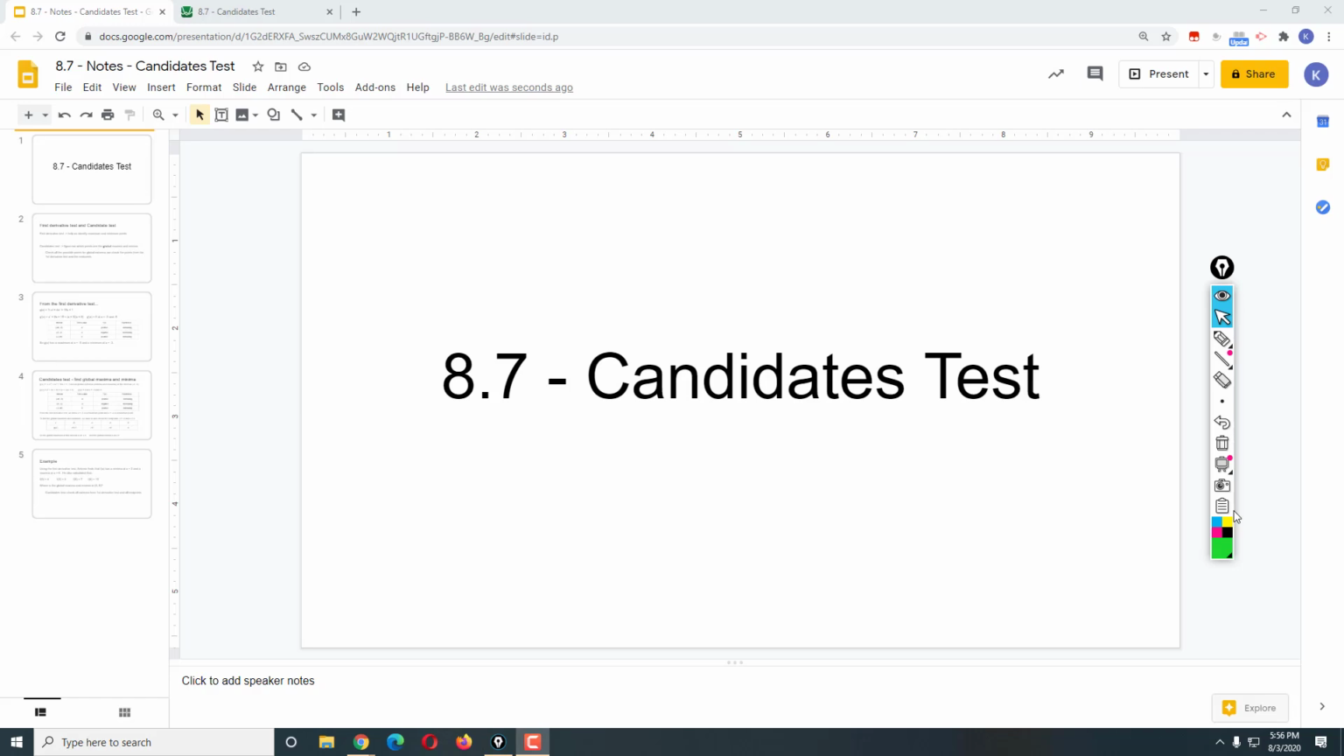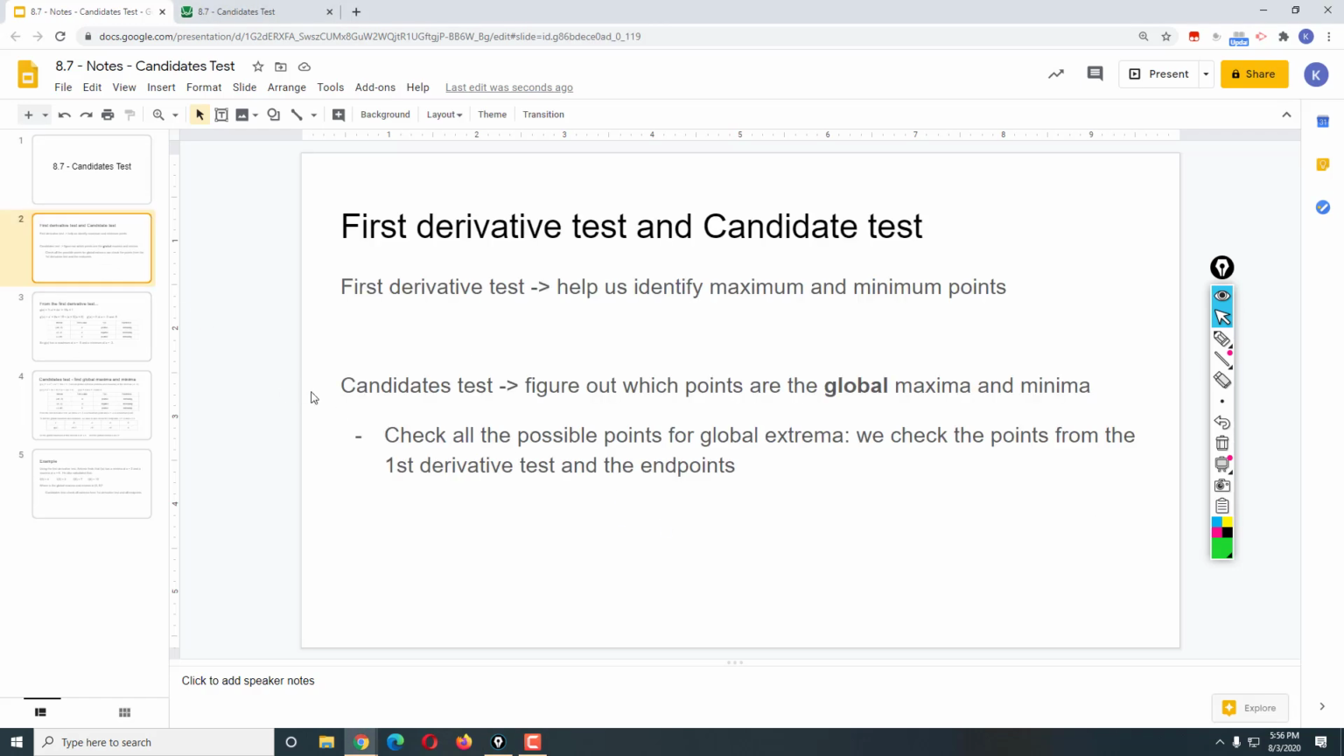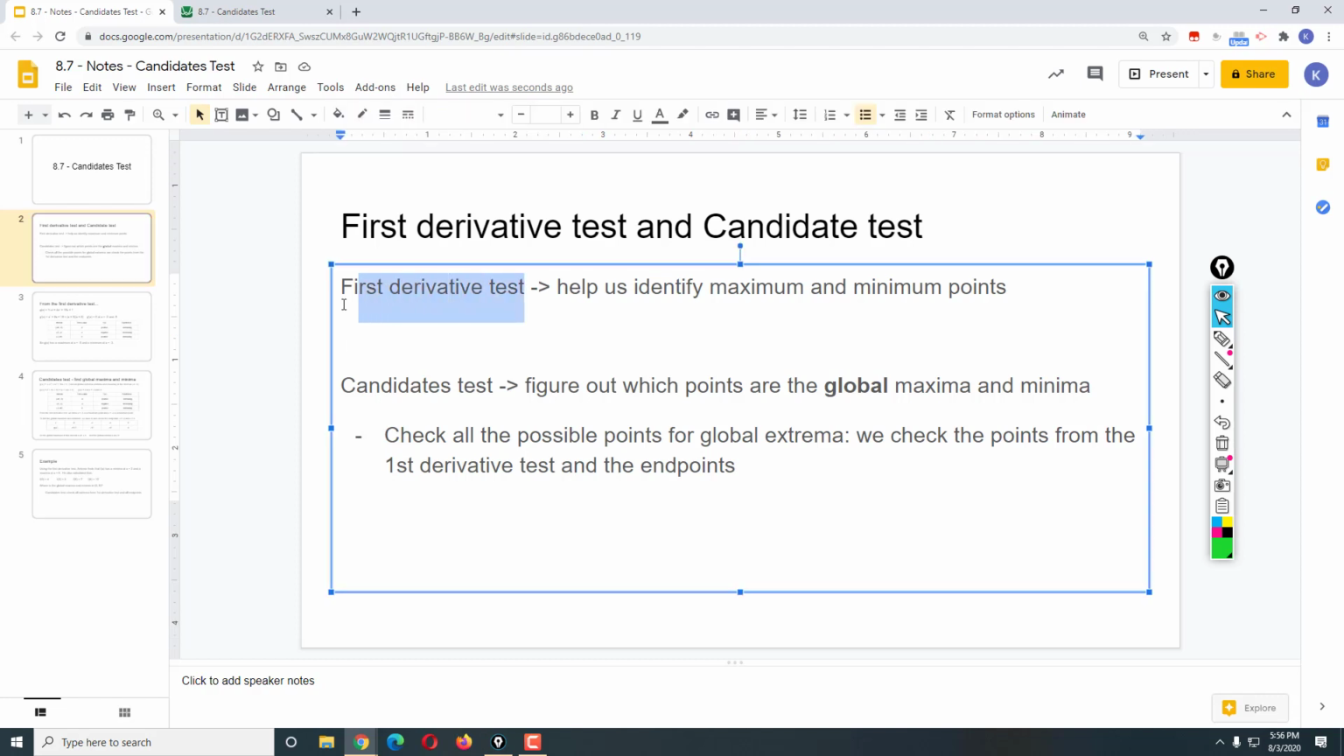8.7 Candidates Test. In the last lesson, we used the first derivative test to help us find maximum and minimum points. In this lesson, we will use the candidates test to figure out which points are the global maxima and minima.